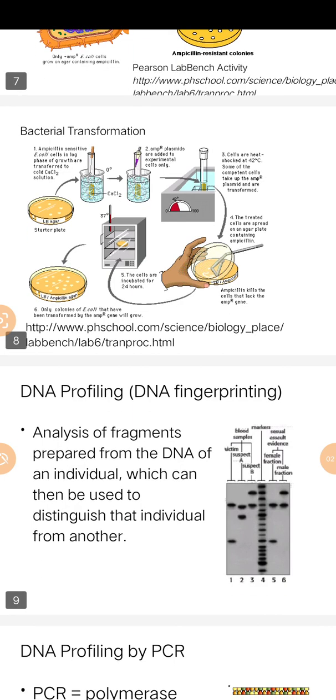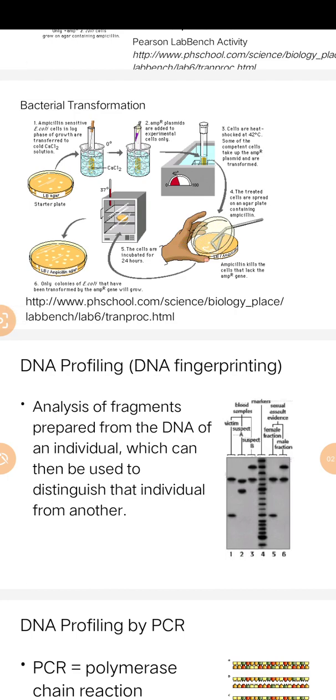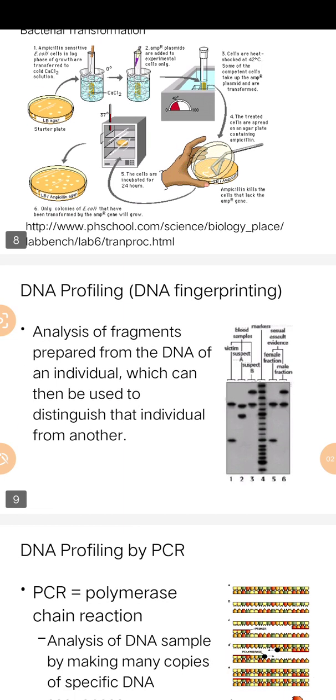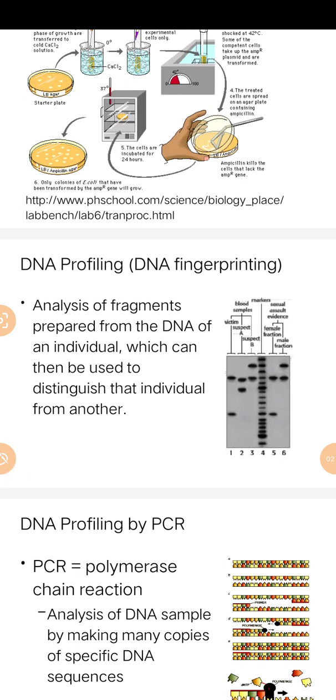The fourth step is the treated cells are spread on the agar plate containing ampicillin media. Ampicillin in the agar media kills the bacteria that lack ampicillin resistance genes. The fifth step is to incubate the plates for 24 hours, and last is only colonies of E. coli that have been transformed with the ampicillin resistant gene will be able to grow on the media.